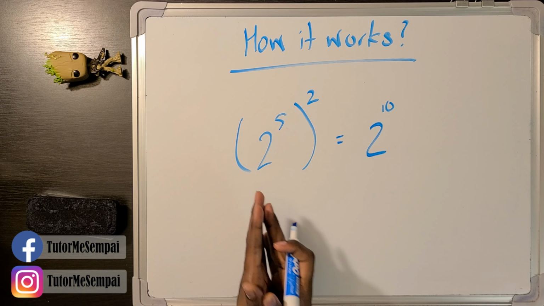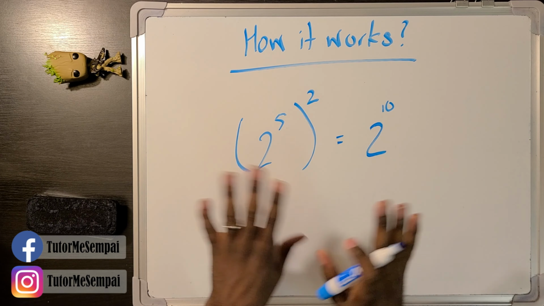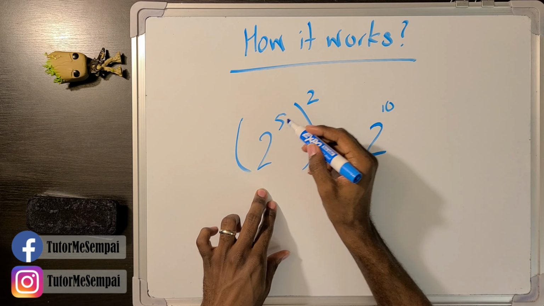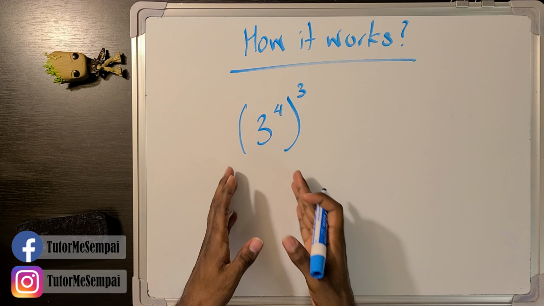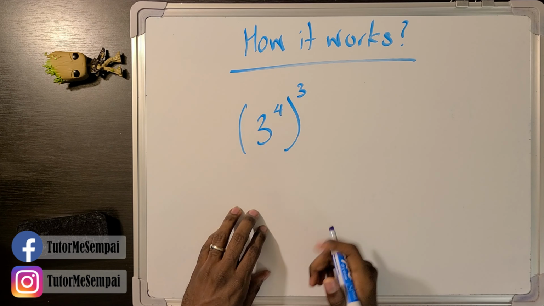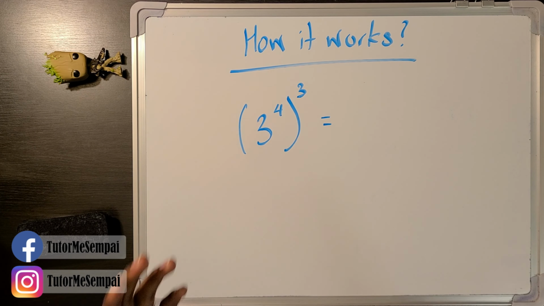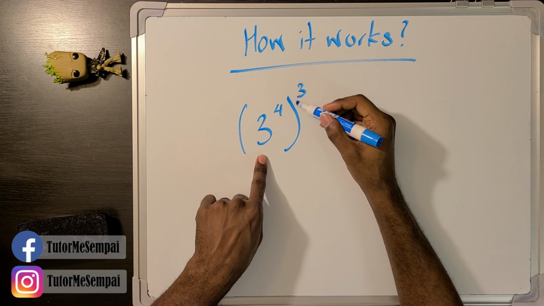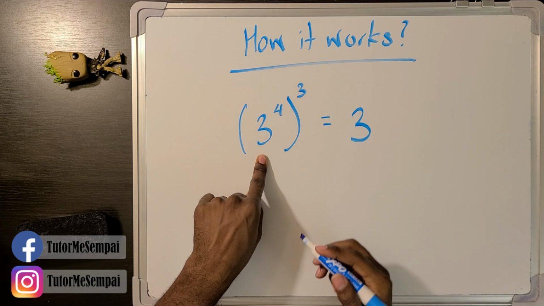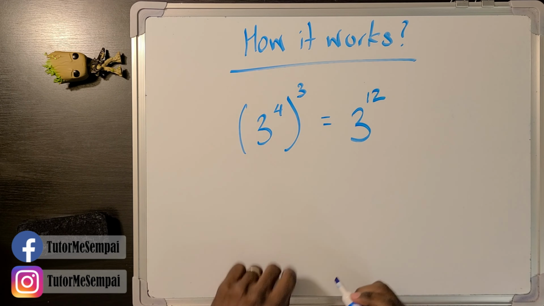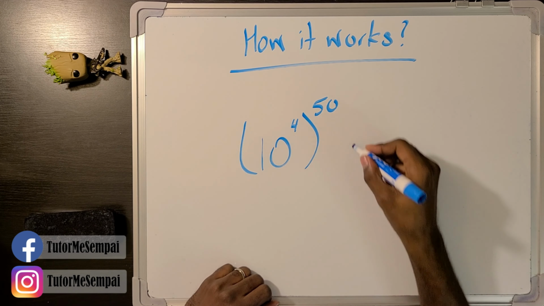This is what we mean by powers of powers. The shortcut, quick, easy, dirty way: 5 times 2. Multiply your exponents. How about this one? 3 to the 4th, all raised to the 3rd power. What are we going to do here? Once again, we're just going to multiply your exponents. So you keep that same base. And what's 4 times 3? 12.